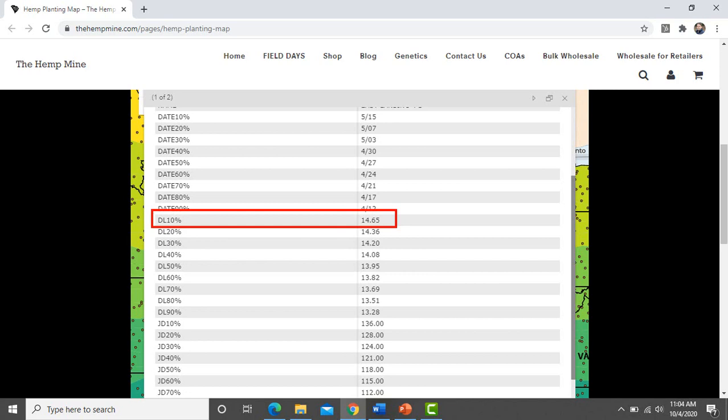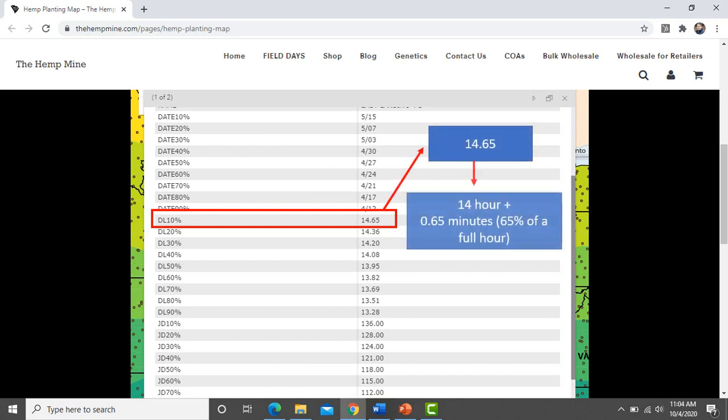So on May 15th, we have a 10% chance of frost, but our day length, as notated here on the Hemp Mine hemp planting map, is 14 hours, 0.65. Okay, what does this mean? It means that we have 14 hours plus 65% of an additional hour. For how we had to format this, we couldn't make the 0.65 be minutes. We had to make it be a percentage of an additional hour.